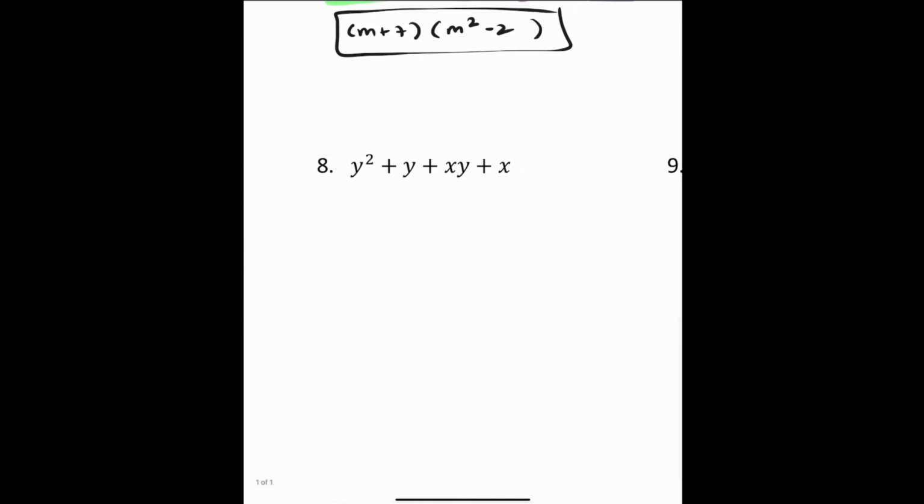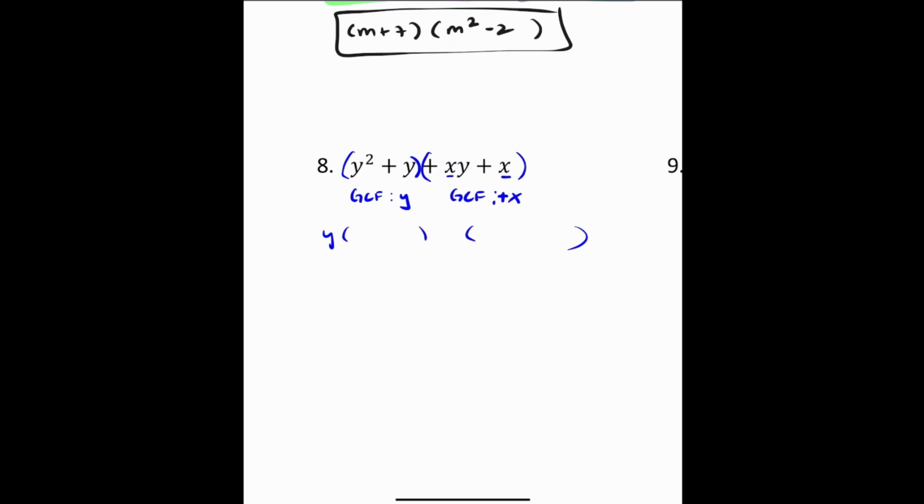Number 8, y squared plus y plus xy plus x. So, bunch of variables here, but that's okay. We're going to group the first two terms and the last two terms. So, the GCF between y squared and y is y. And the GCF of xy plus x, what do they have in common? Well, they both have an x, right? So the GCF between the two is x. So we're going to build. So the GCF here is actually positive x, if that's okay.